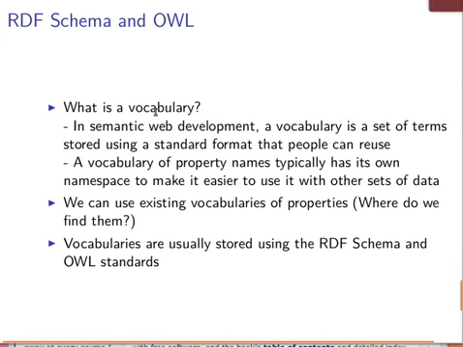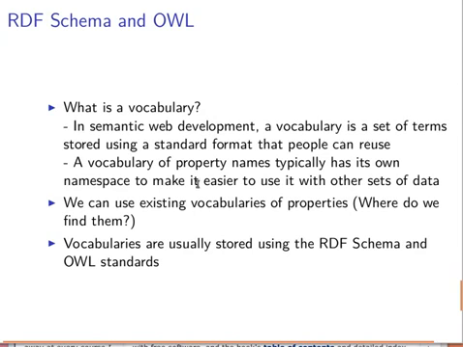Now, what exactly is a vocabulary? Well, in the semantic web, a vocabulary is a set of terms stored using a standard format that people can reuse. So basically, a vocabulary is just a set of terms that is stored and saved somewhere so people can use it again and again.